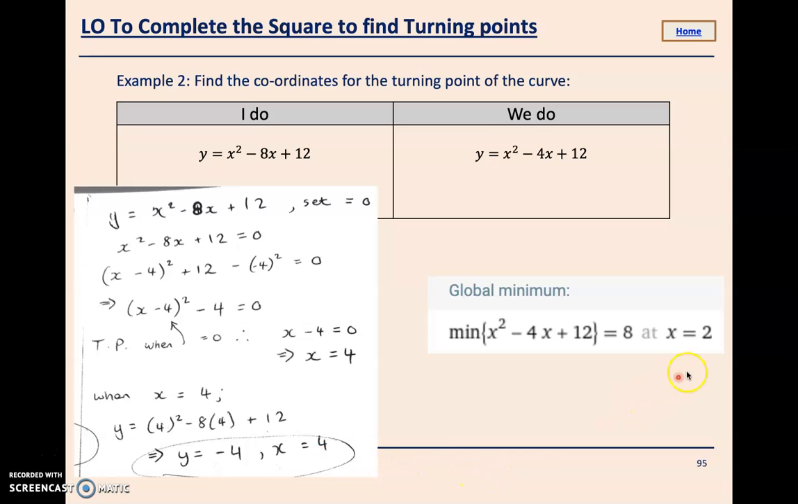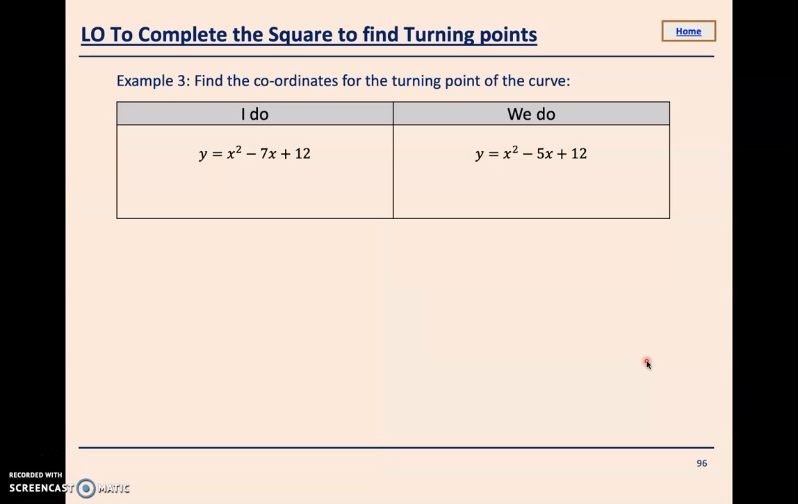And here we go. So our answer for the We Do is when x is equal to 2, y is equal to 8. Correct that if you've got it wrong. Don't worry if you have, we've got a few more problems to go through. A few more we can do together.